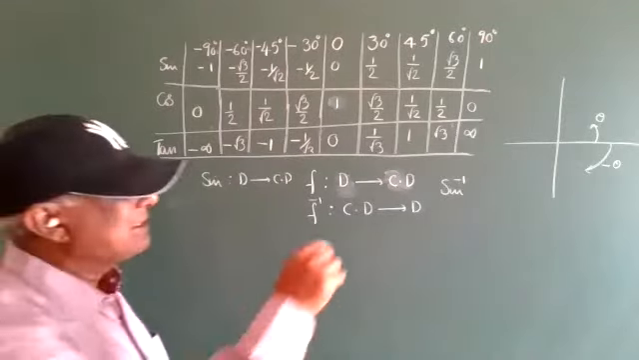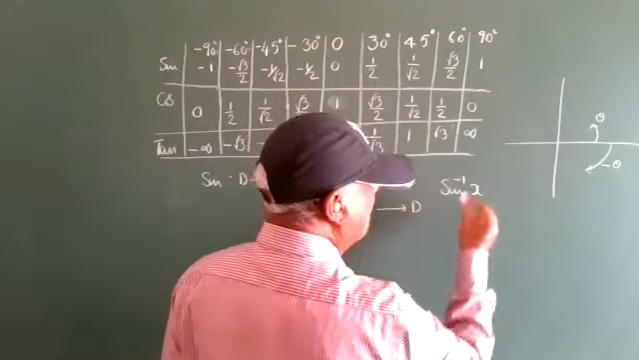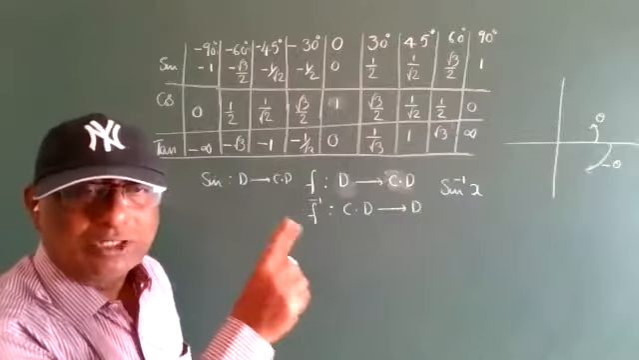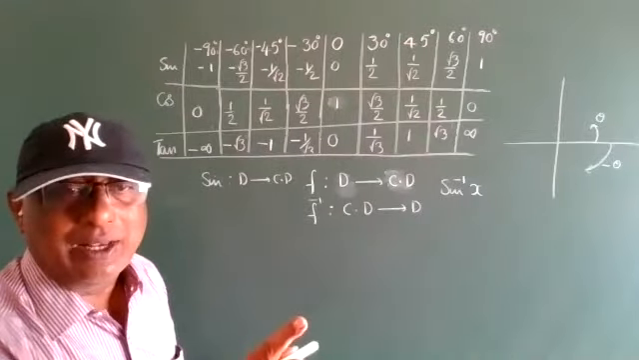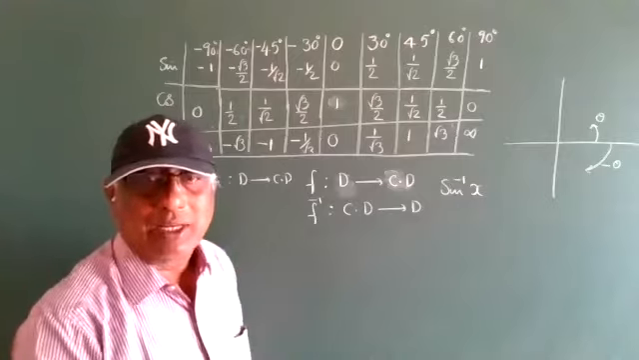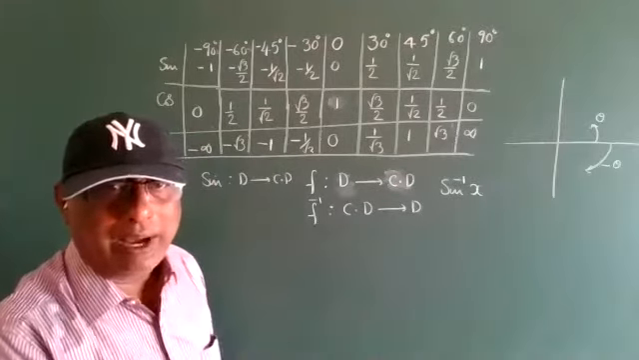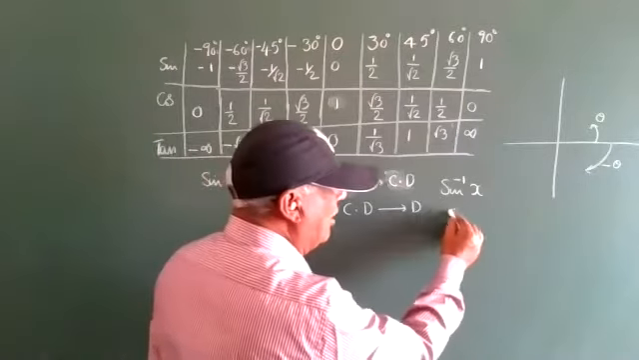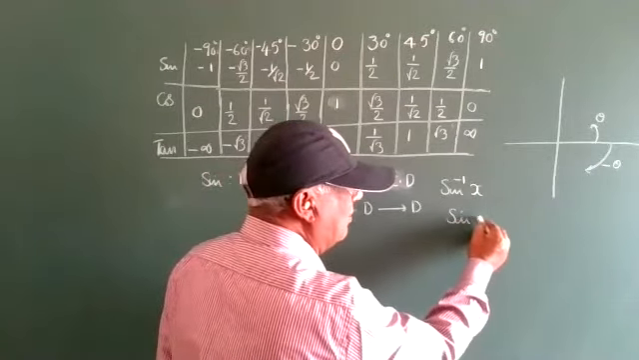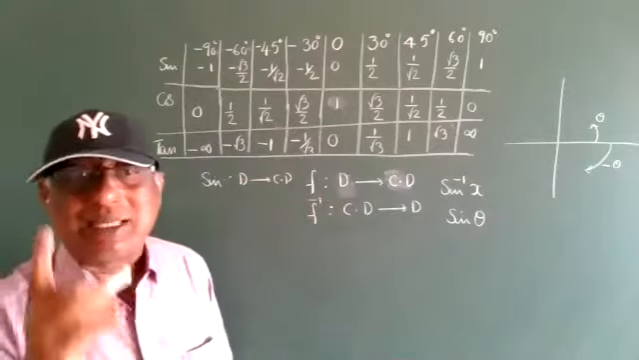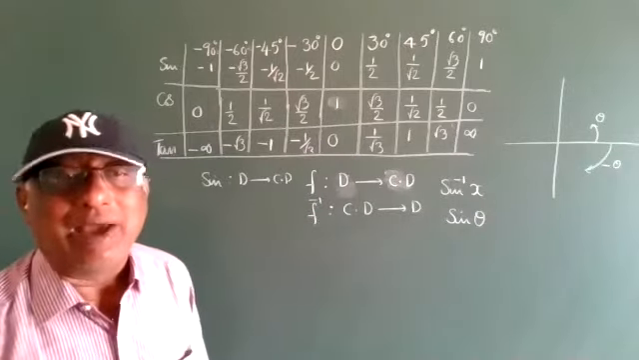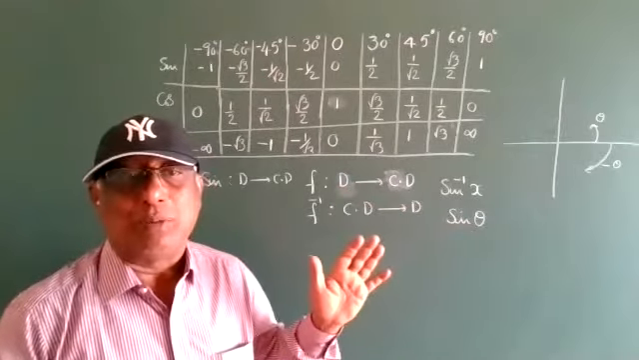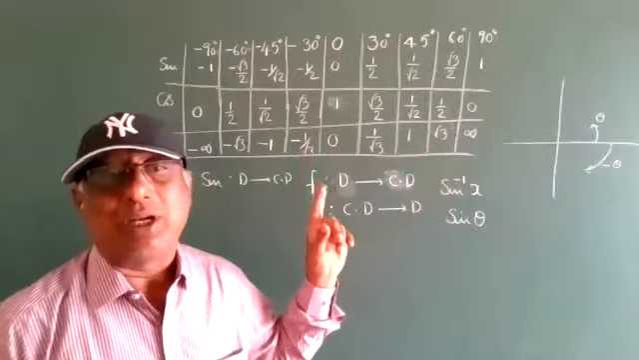Here it is reversed: sine inverse of values. Sine should be followed by the angle, but sine inverse is always followed by the values, the range values, the codomain values. What is the sine range? Minus 1 to plus 1. Cos range is minus 1 to plus 1. Tan range is minus infinity to plus infinity.